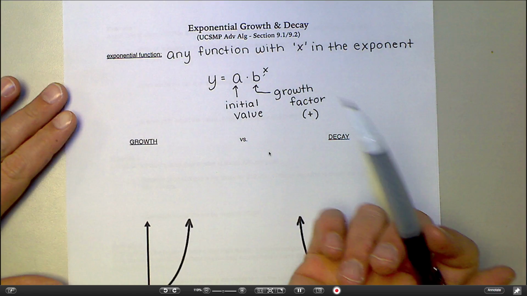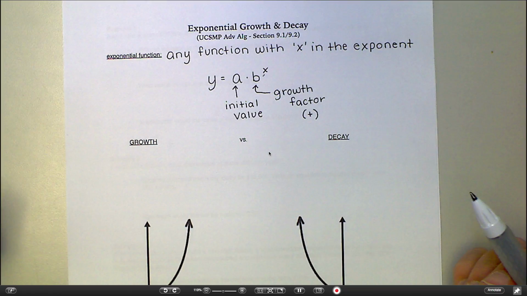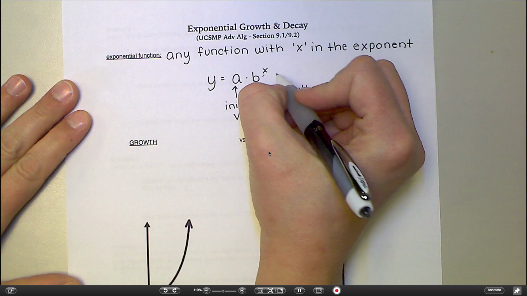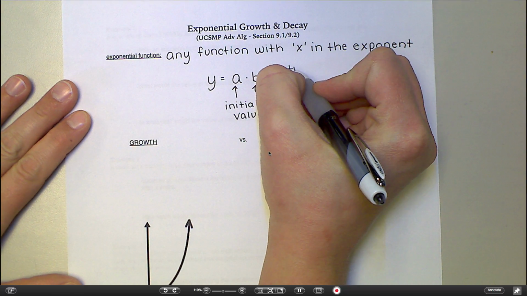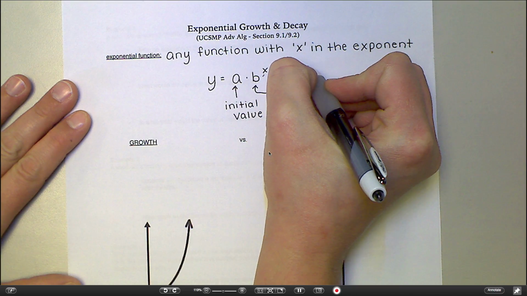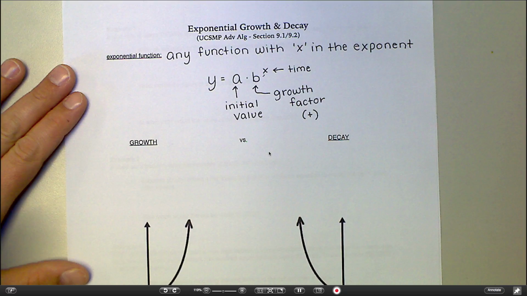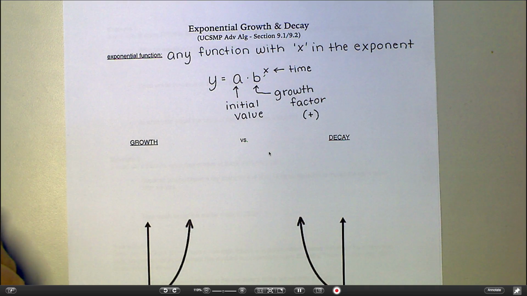And then X, obviously, is the number of times you're going to multiply. In the real life situations that we're going to be working on today, the applications, this is typically, though not always, a measure of time. But again, that's really just specific to this exponential growth and decay. The X really mathematically represents how many times you're multiplying by that growth factor.